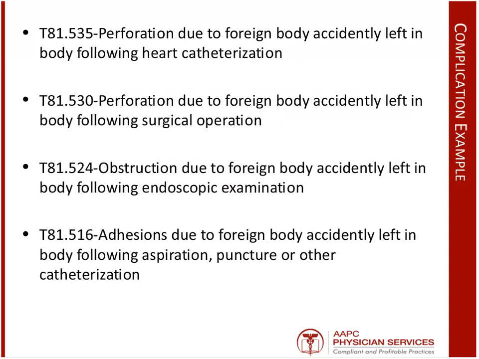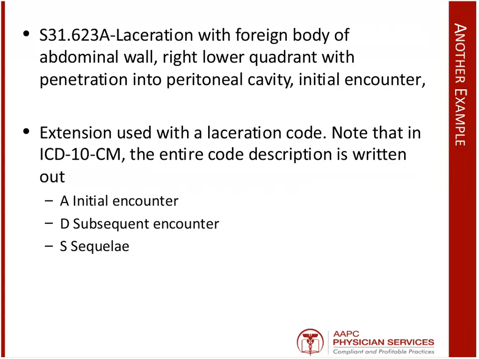T81.535, perforations due to foreign body accidentally left in the body following a heart cath. Obstructions, adhesions, different things like that. So as you can see, they're very specific to sometimes the procedure actually being performed, sometimes to what the complication is specifically. So just a lot more information that we're going to be able to track under the new system.